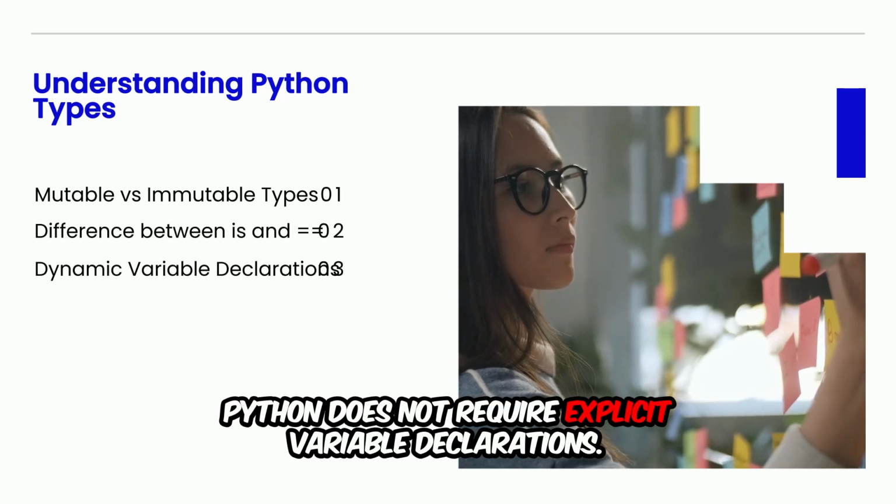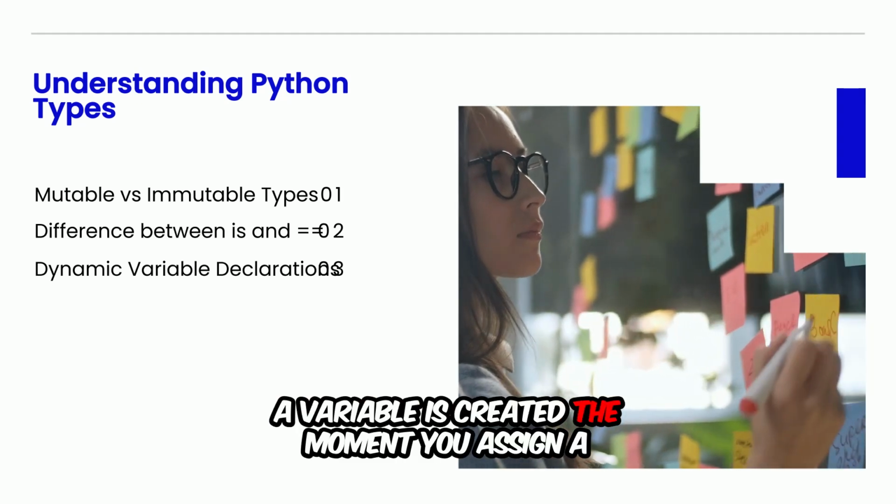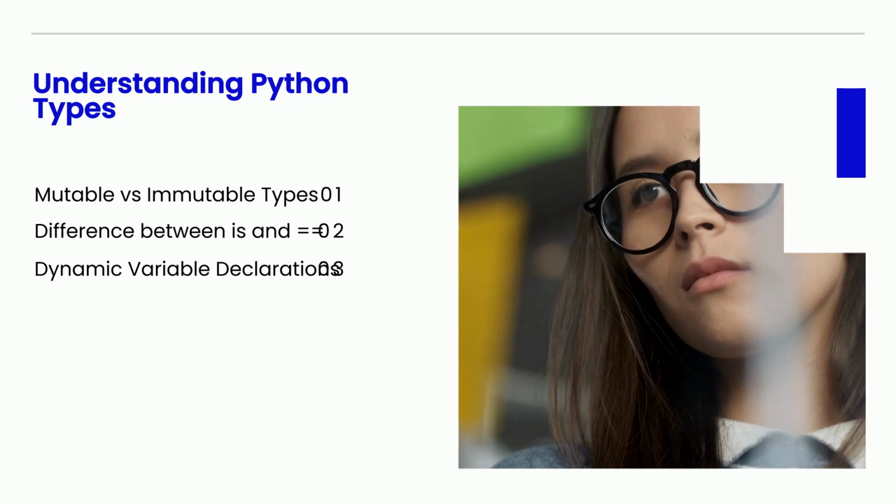Python does not require explicit variable declarations. A variable is created the moment you assign a value to it, and its type is inferred dynamically.